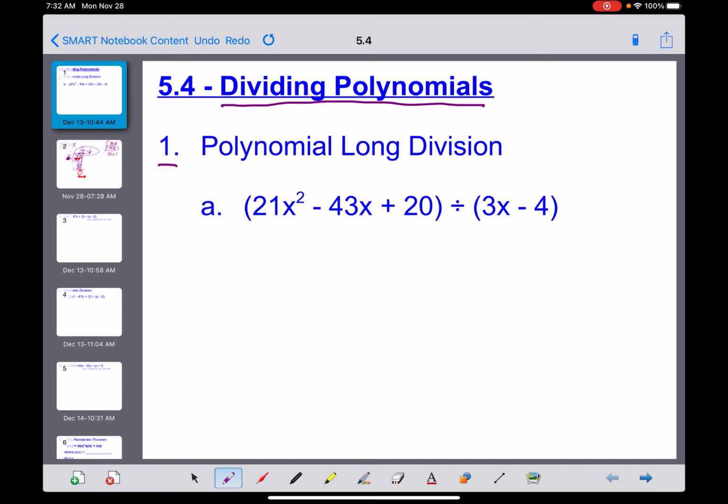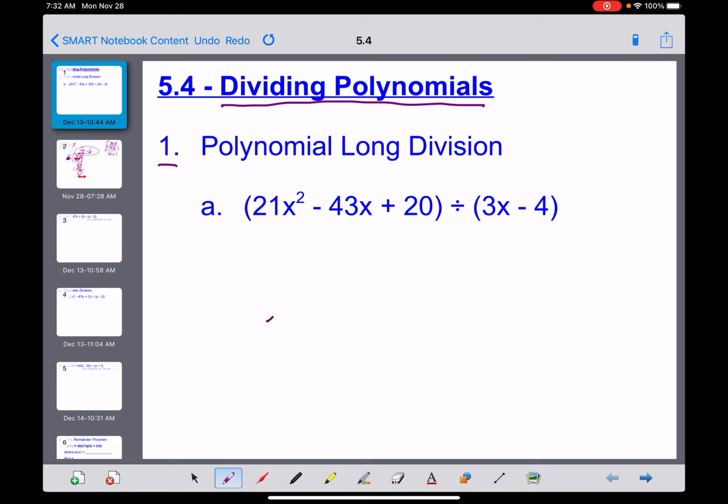Let's talk about what it looks like with polynomials. And this looks really, really scary here, guys, but we're going to try to break it down and just go step by step through this. We have a quadratic trinomial here, 21x squared minus 43x plus 20, divided by a linear binomial, 3x minus 4.